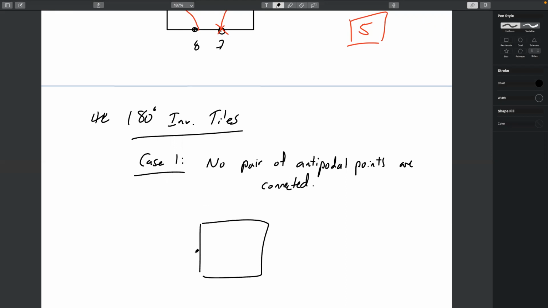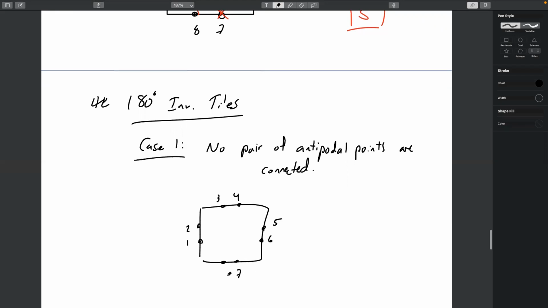So in this case, I've got 1, 2, 3, 4, 5, 6, 7, 8. The thing I'm building is 180 degree invariant, so I can use that whenever I want. And I'm saying that no pair of antipodal points is connected. So 1 does not connect to 5, but it could go anywhere else. 1 could go to 2, to 3, to 4, to 6, to 7, to 8, right? So 1 can go to, how many places can 1 go right now?